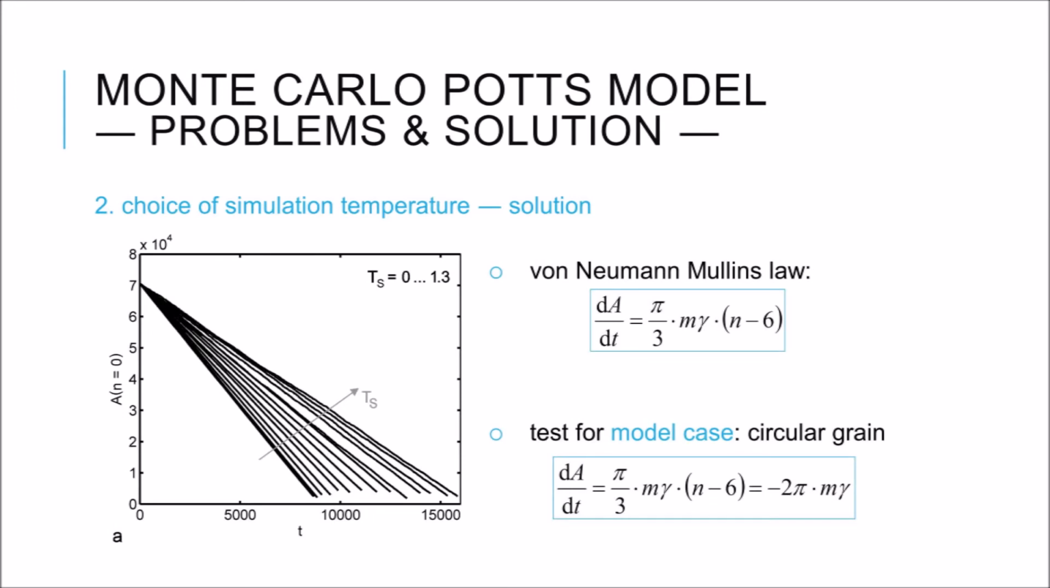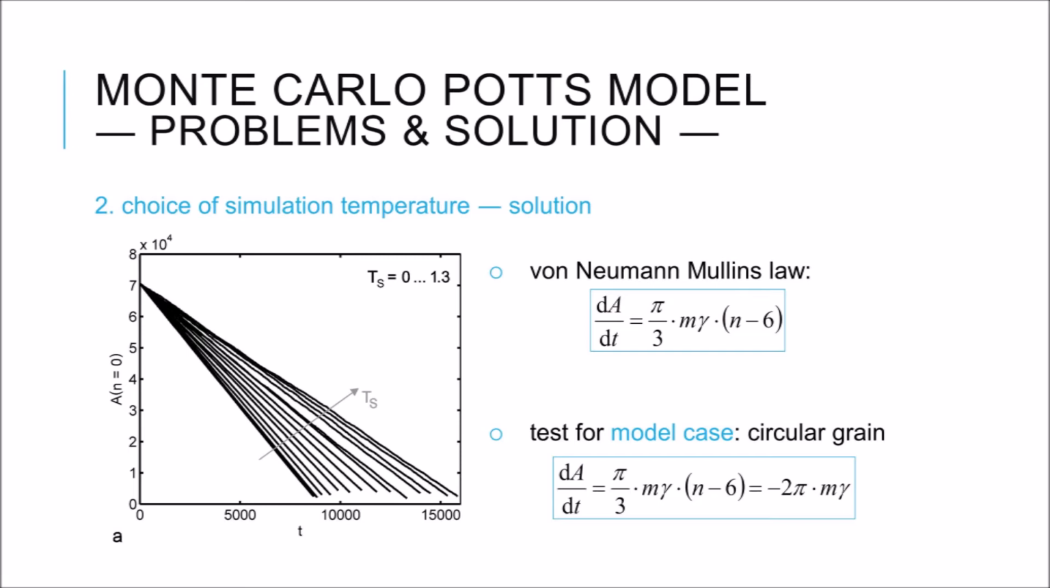However, we know from theory of von Neumann and Mullins that the area change rate depends on the number of edges, or to be more precise, on the number of triple junctions, where the only two parameters are mobility and energy of the boundaries. And this is really a great opportunity to test our model case. Because if we put a circular grain into it, such a circular grain does not have a triple junction. So n equals 0. Hence, the area change rate should be minus 2 pi multiplied with mobility and energy of the boundaries.